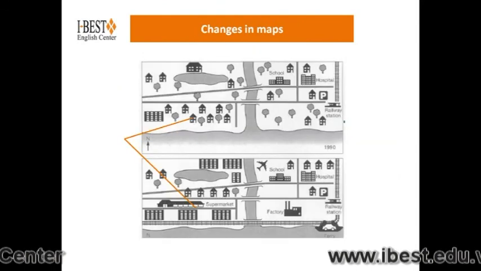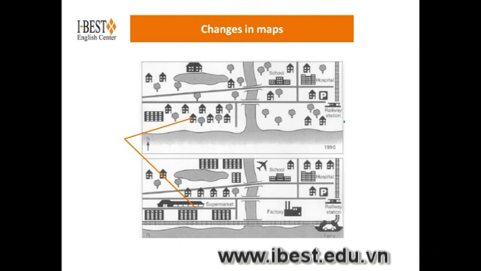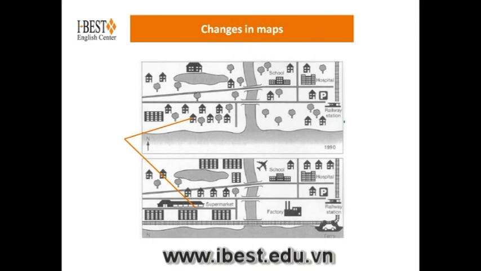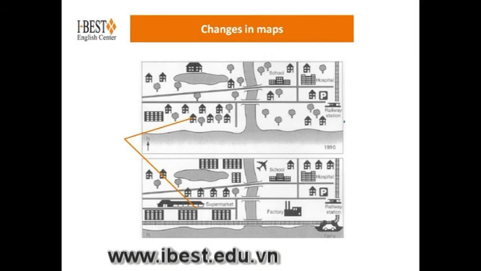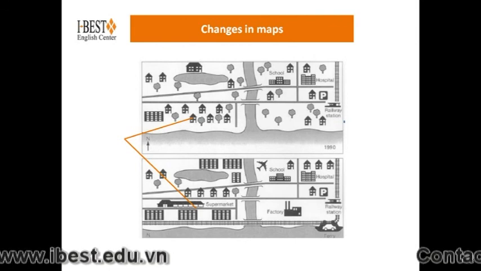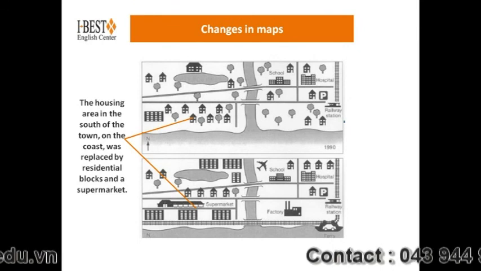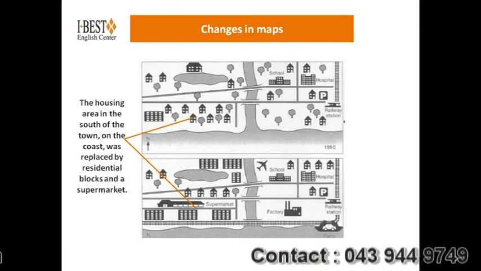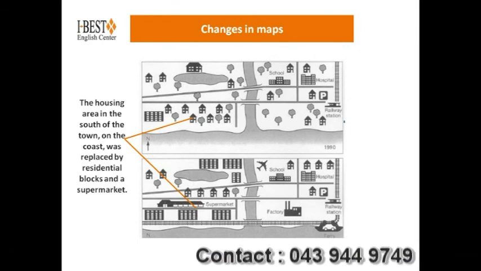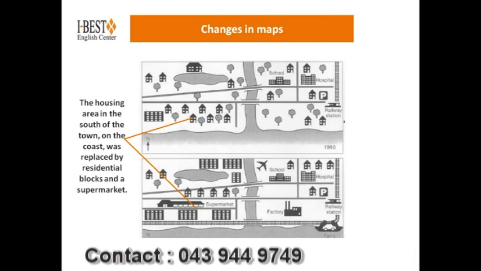It is possible that you'll be given 2 maps of the same area, but in different time periods. In this case, you'll have to talk about the changes that have occurred between one period of time and the next. Let's take a look at the example. The housing area in the south of the town, on the coast, was replaced by residential blocks and a supermarket.